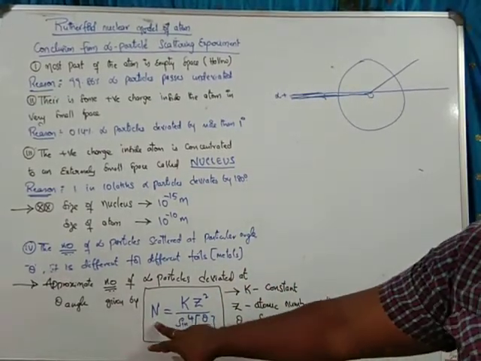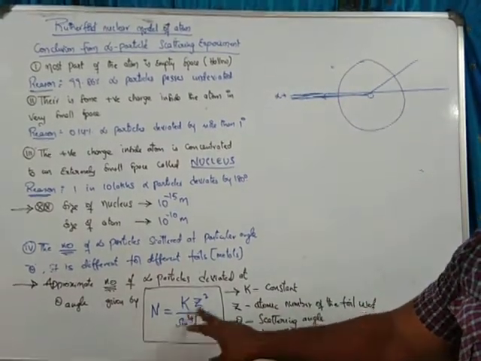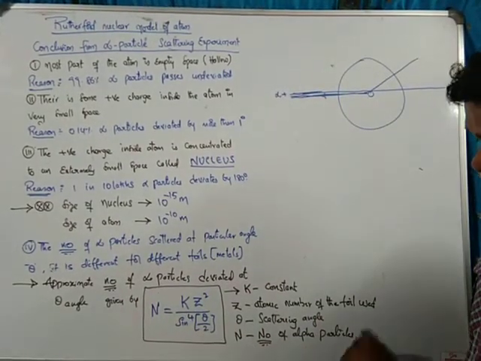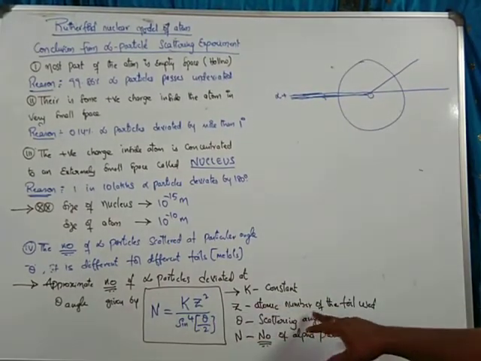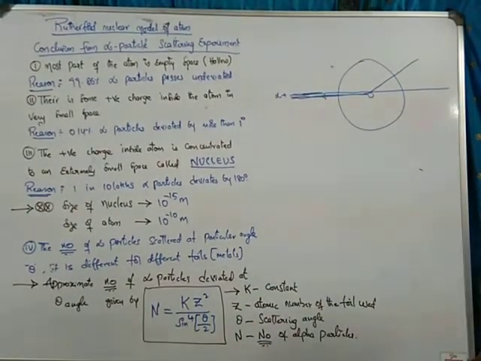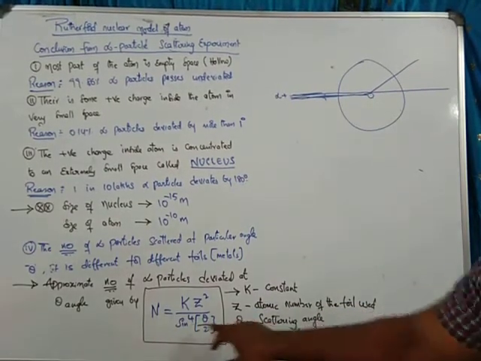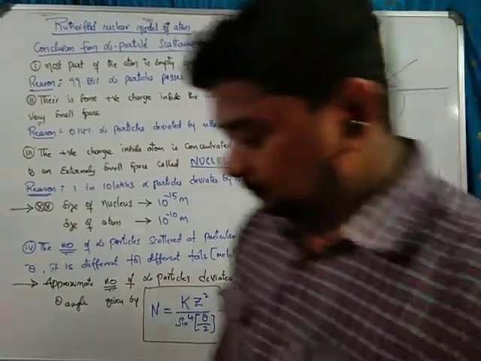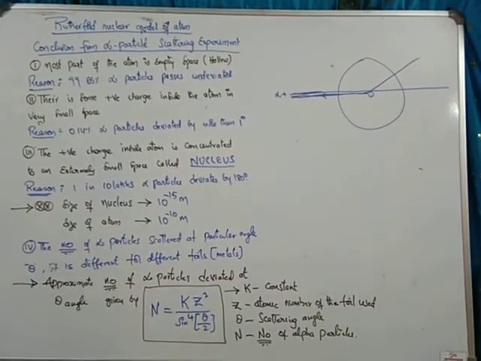For that we have a formula: N is equal to k Z square divided by sine power of 4 theta by 2, where N is the number of alpha particles, k is a constant, and Z is the atomic number. Whenever we are using gold, it will be 79. If it is uranium, it will be 92. So we have the atomic number of the foil used, and theta, the angle. Note down these points, and it will be important for your further classes.